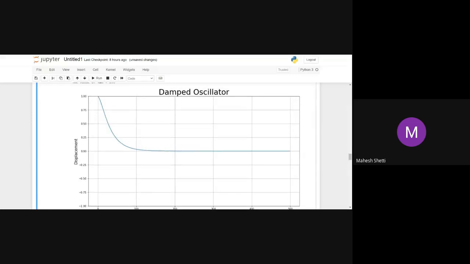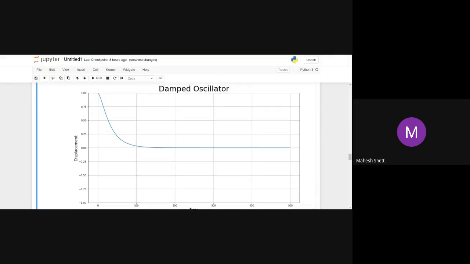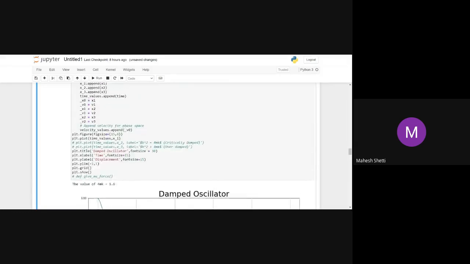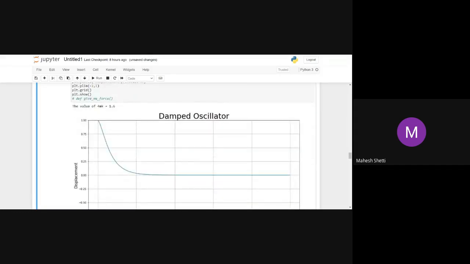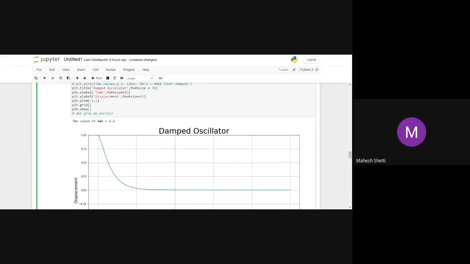Okay, so this is critically damped because it doesn't go to the other side. No, it's not critically damped. We need to check between 1 and 2. Somewhere it will get critically damped. Okay, so you can play with this kind of thing. Yeah, you can go to the next simulation that you want to show. Okay, so the next would be the Henon map.